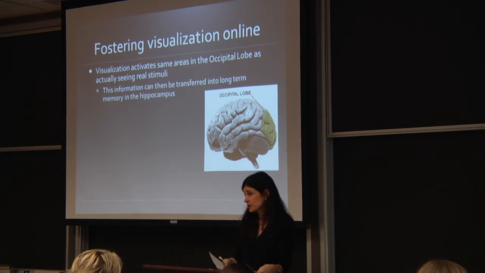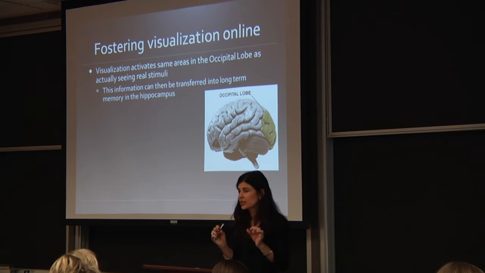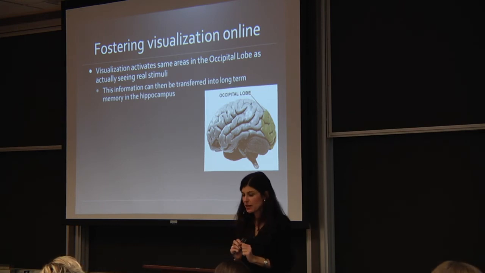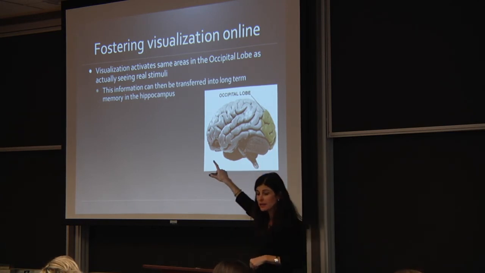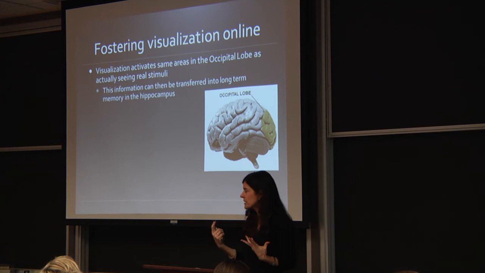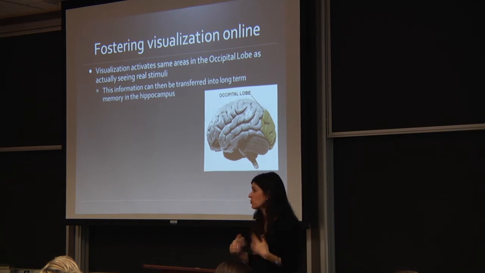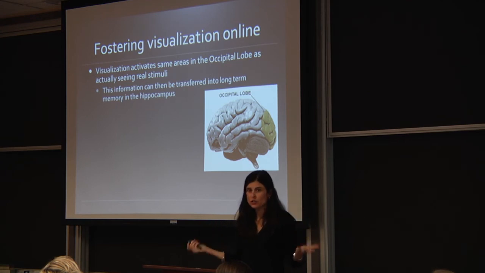From neuroscience research, we know that visualization activates the same areas in the brain as actually seeing real stimuli. And this occurs in the back of the brain or the occipital lobe. Then what happens is this information is transferred into long-term memory in the hippocampus, which we've talked a lot about today. So what do we do with these findings?